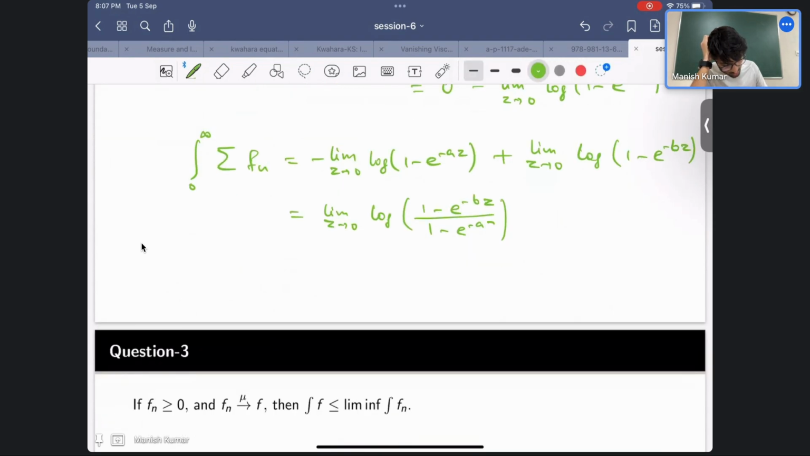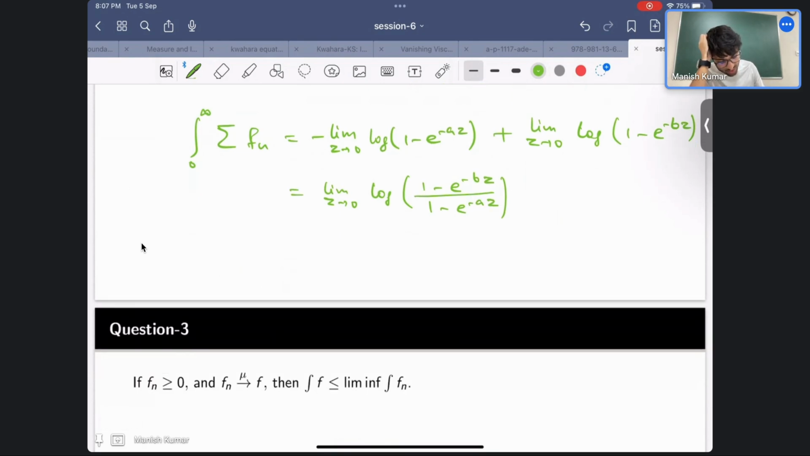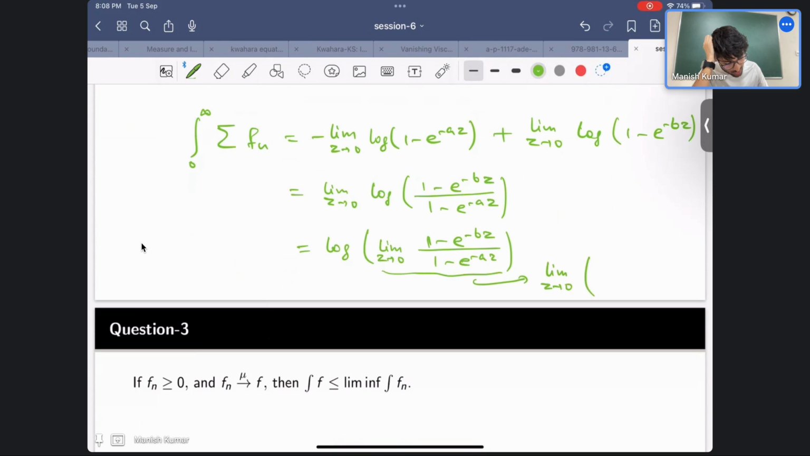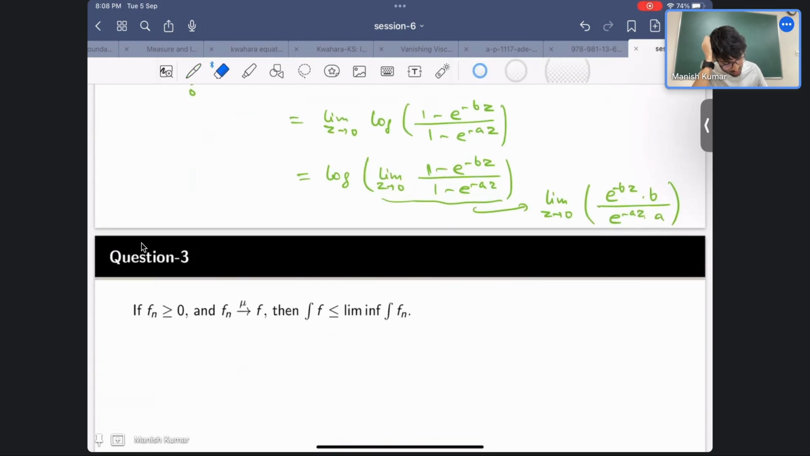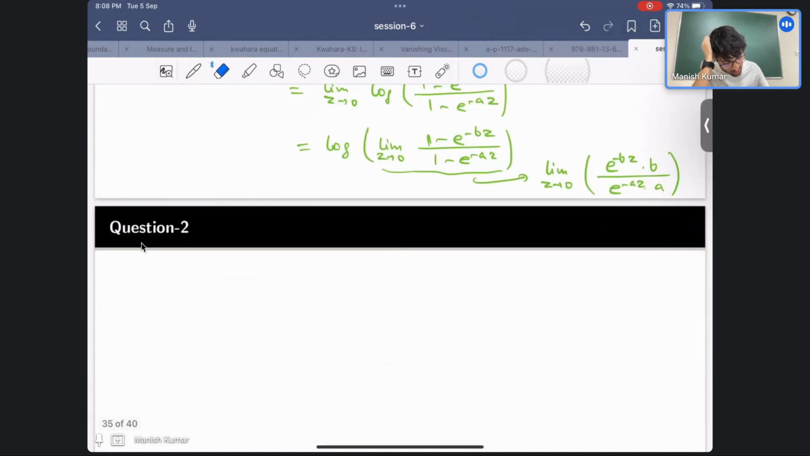Okay, since log is a continuous function, I can take the limit inside. So log of the limit z going to 0 of (1 minus e^(-bz)) upon (1 minus e^(-az)). Now if you take the limit, it's 1 minus 1, which is a 0 by 0 form, so I'll have to use L'Hopital. If I differentiate it, what I get is e^(-bz) times b, because minus minus will be plus. Here I'll get e^(-az) times a, right? So this will be the limit z going to 0, and if I put the limit, these will be 1 and 1, so this is b by a, so this answer will be nothing but log of b by a.